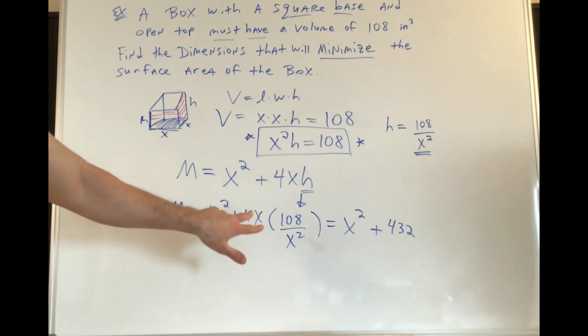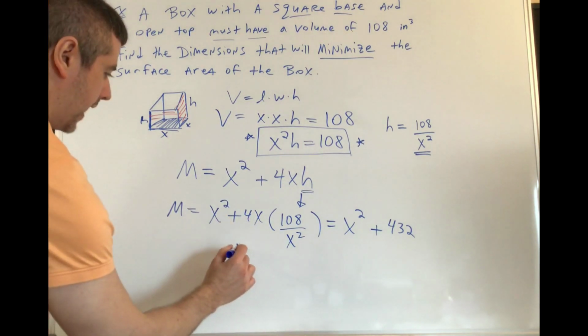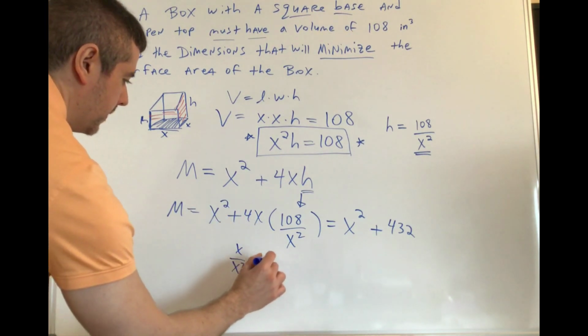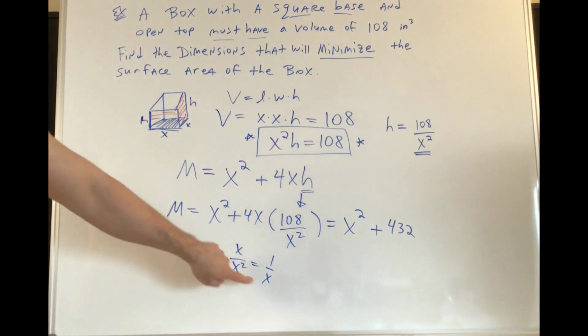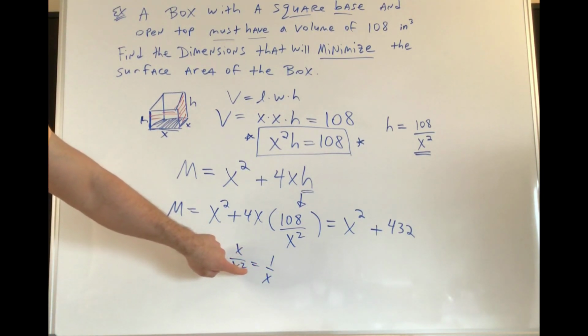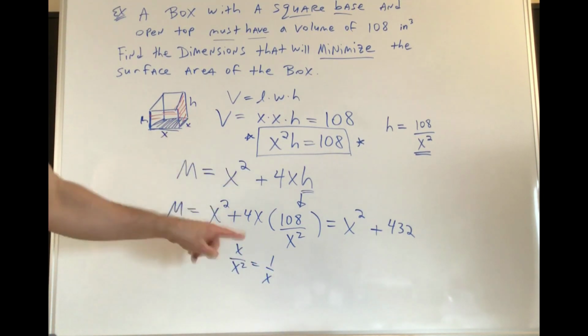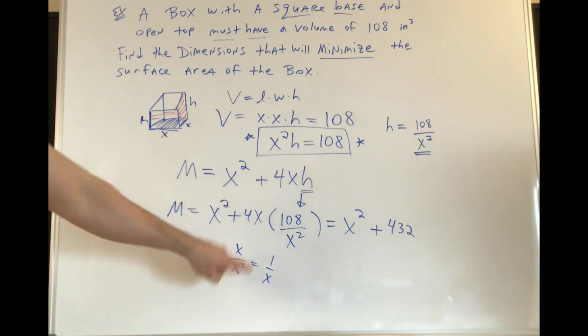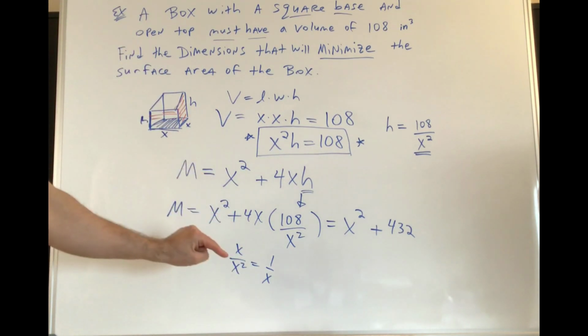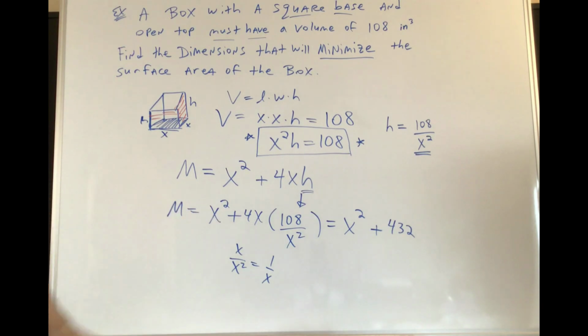That's going to leave me an x on the bottom, right? If I have x over x squared, that's 1 over x. Now, you're going to take the derivative like this? No, you're not. I've told you time and time again, when you have a fraction with the x on the bottom, you have to rewrite it so that you're able to take the derivative with the power rule.